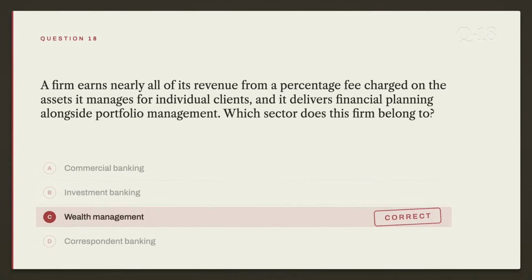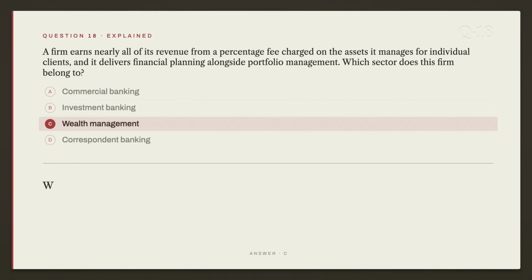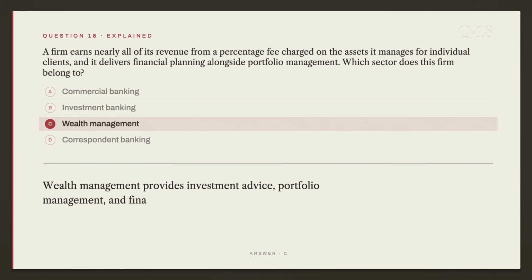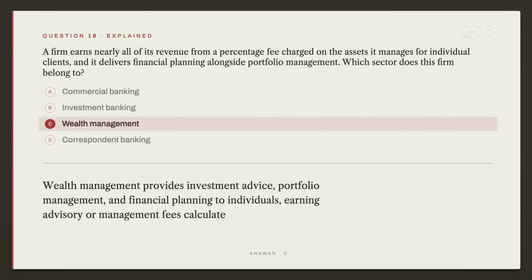The correct answer is C. Wealth management. C is correct because wealth management provides investment advice, portfolio management, and financial planning to individuals, earning advisory or management fees calculated on assets. An asset-based fee charged to individual clients is the clearest identifying signal of the sector. Both the customer type and the revenue model point the same way.